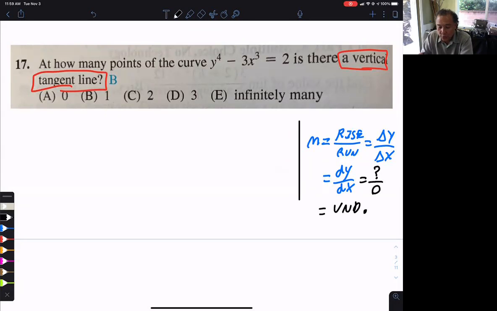So what's this question really asking? When is dx equal to 0? Because it's undefined when the denominator is 0. So that's the concept. Now we know we have to find the derivative. So let's copy the function down.